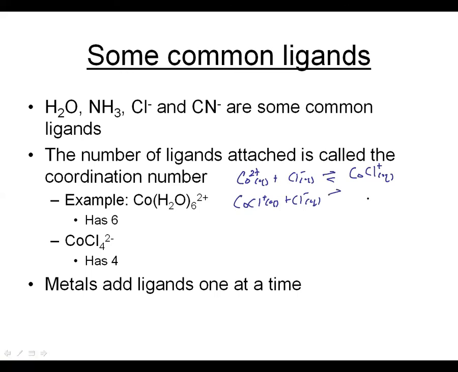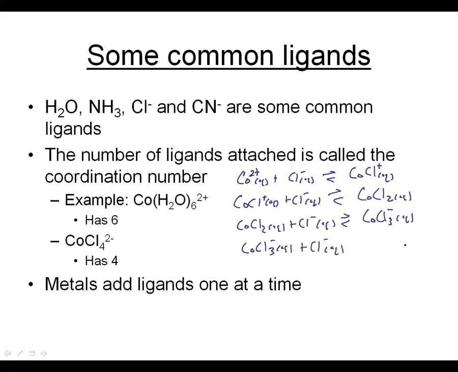And we would get CoCl2. Then our CoCl2 would pick up the third one, and we would get CoCl3. And our last guy here would pick up the fourth one, and we would get our final complex ion, which is our CoCl4 2-.